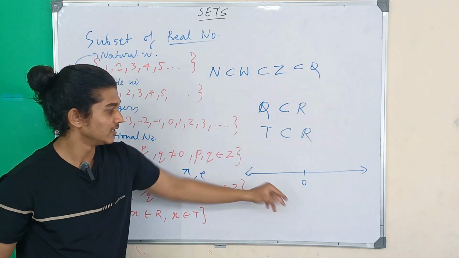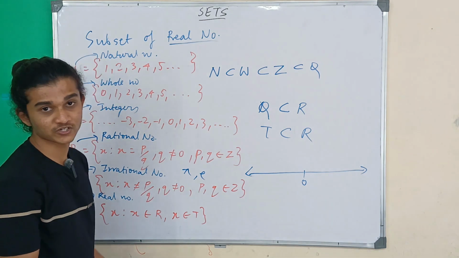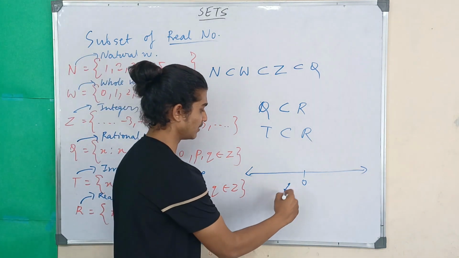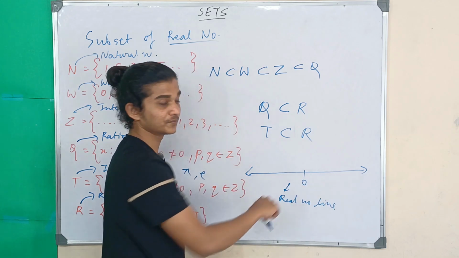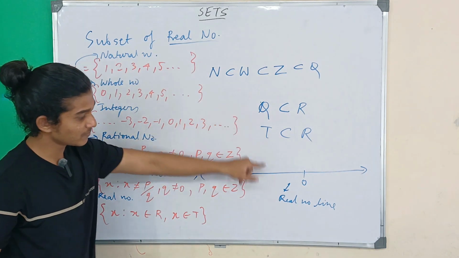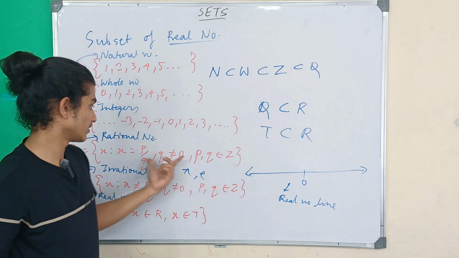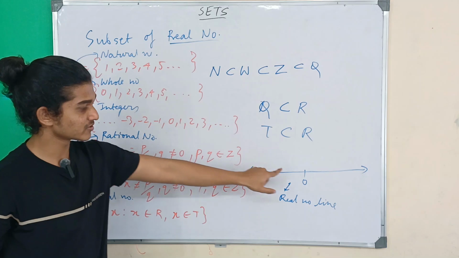That's why we call this number line, which we use for graphs and all the mathematical operations, the real number line, because every single number could be expressed on this line. Every single rational number is there on this line, so I can say every rational number is a subset of real numbers, and every single irrational number is also there on this line.